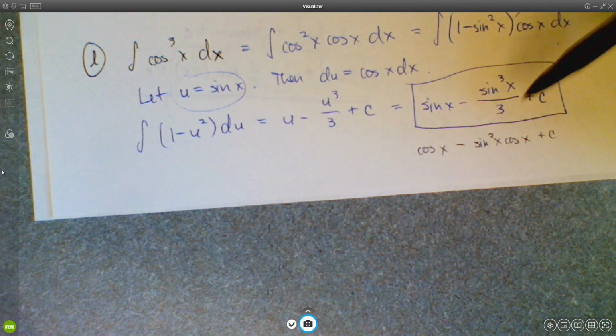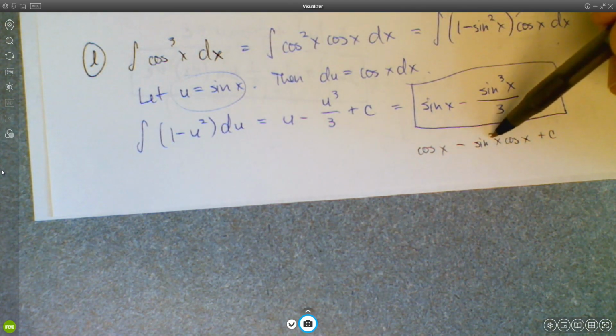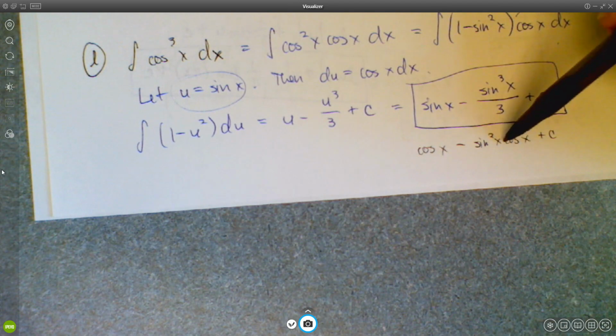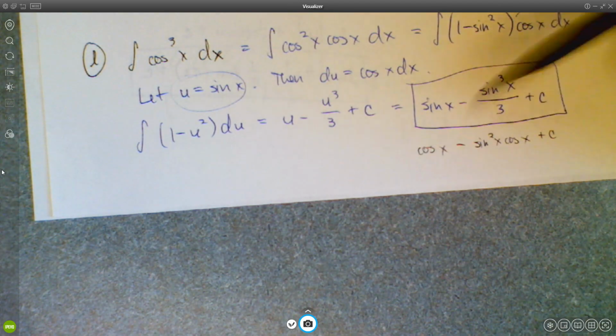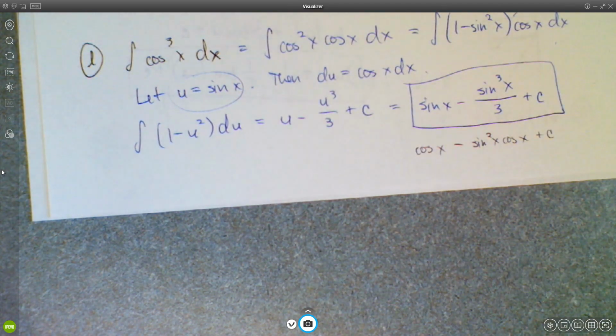That'll do it, right? And then this will be 1 minus cosine squared. You get cosine x minus cosine cubed. This cosine, that cosine cancel. You'll just be left with the cosine cubed, like you should. Okay. All right.